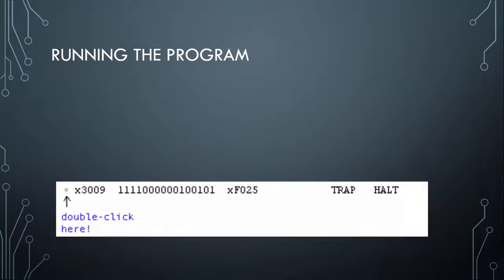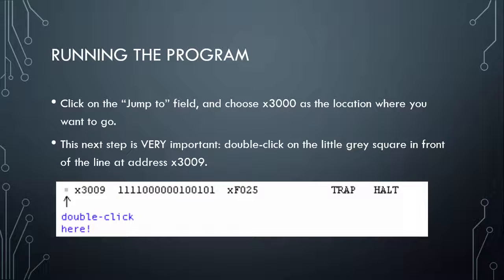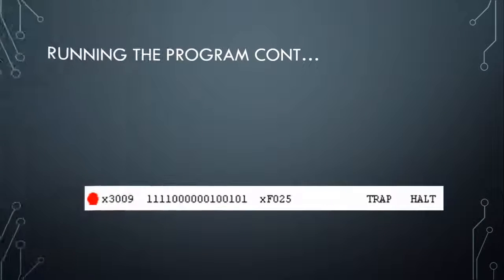All right, so let's talk about running the program. We're going to click on the jump field and choose 33,000 as the location where we want to go. The next step is very important. Double click on the little gray square in front of the line address 3009. Now remember, that's your halt command. So we're going to double click right there.